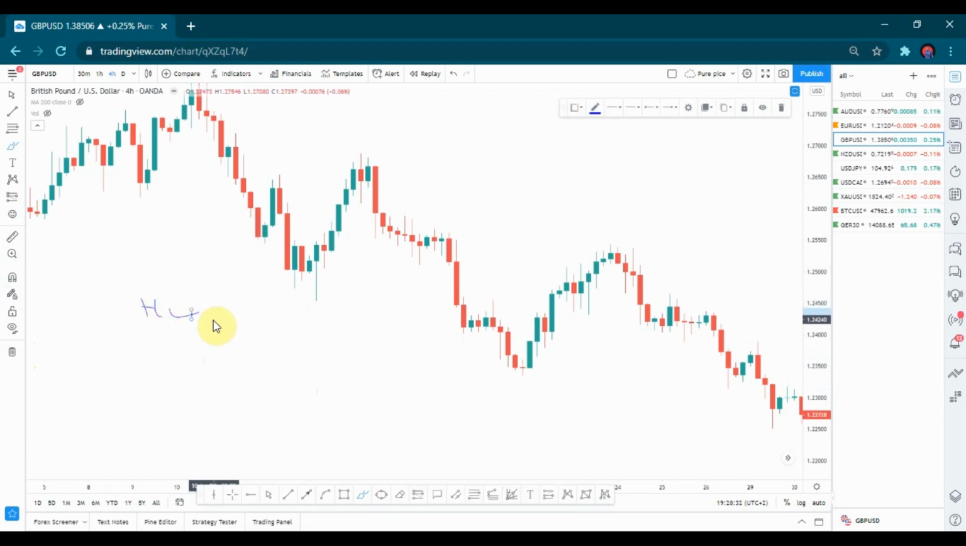Let's say your high time frame is the 4 hour, your middle time frame is the 1 hour, and your smaller time frame is the M30, which is the 30 minute. Now, remember this, in the high time frame, we are assessing what? The direction and the key levels. We are assessing the direction and the key levels.